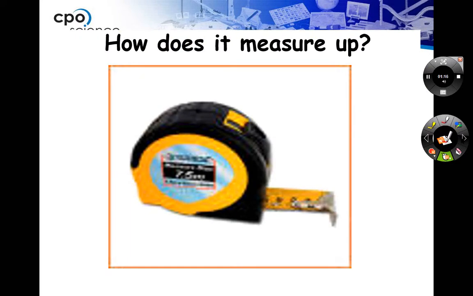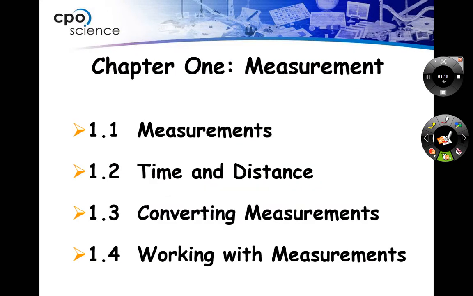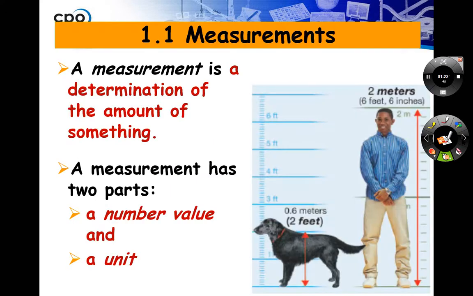How does all this measure up? 1.1 Measurement. A measurement is a determination of the amount of something. A measurement has two parts: a number value and a unit. So it has more than just a number, more than just the number 5. You've got to tell me 5 of what? 5 feet? 5 people? You've got to give me the unit. The unit is the most important part.